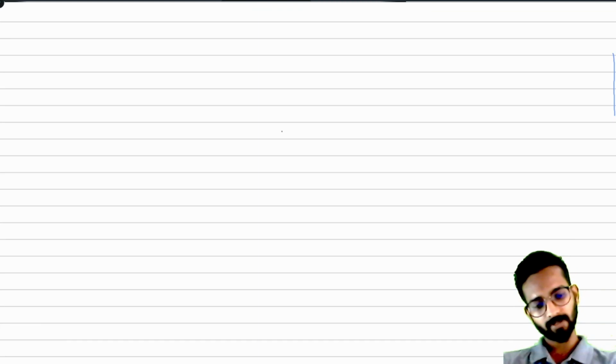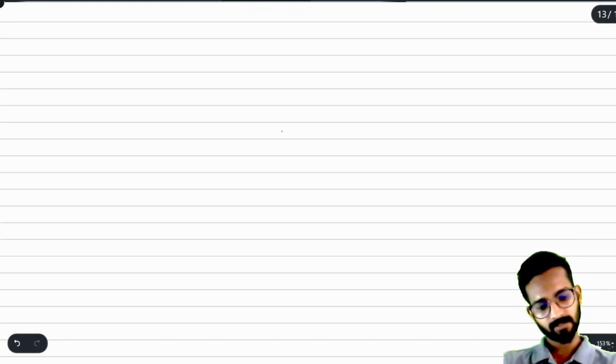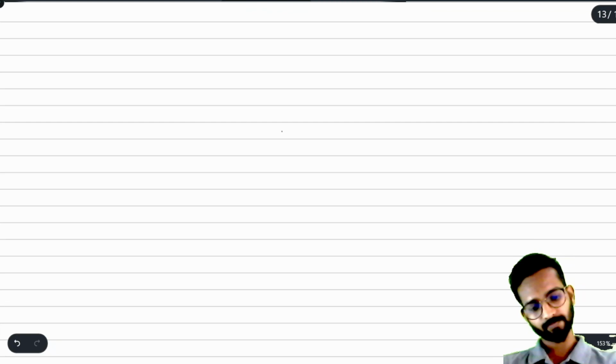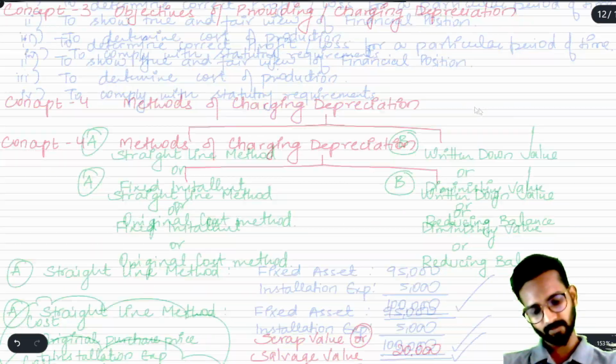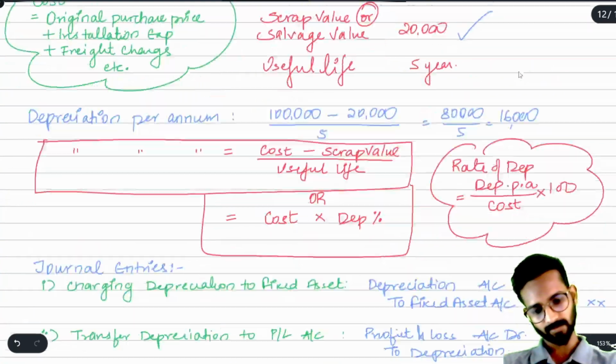Understand, very important topic, very realistic one. See what is happening. We have been learning concept number 4, method of charging depreciation.